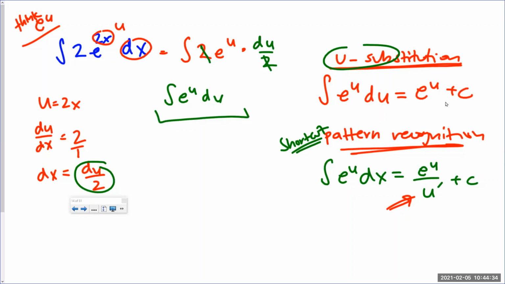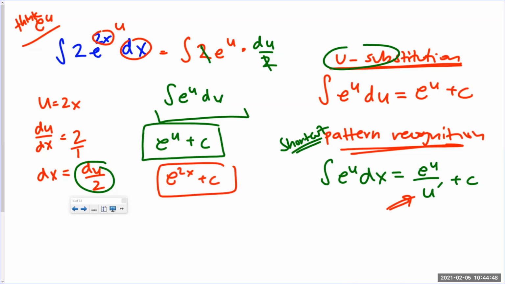And if you look at your formula sheet, this answer is e to the u plus c, and that is a great answer. It is the wrong answer because u is 2x, right? So you would come back and put in e^(2x) plus c. And do you see you got the same answer as when we walked backwards, when we did the shortcut? Do you guys see that?